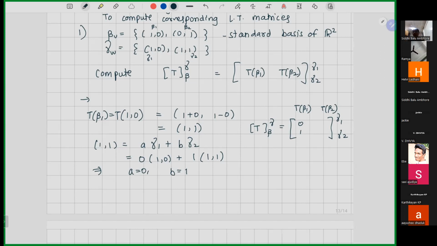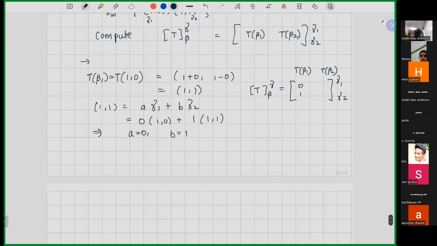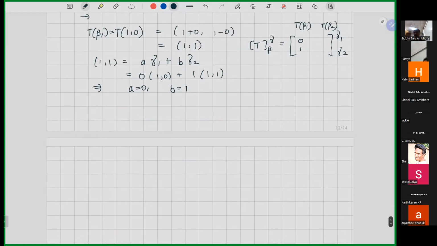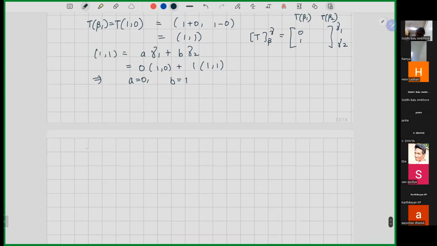Any doubt for the first column? No. Okay. Even Abe said that he does not have any doubt. So let us move to the second element.